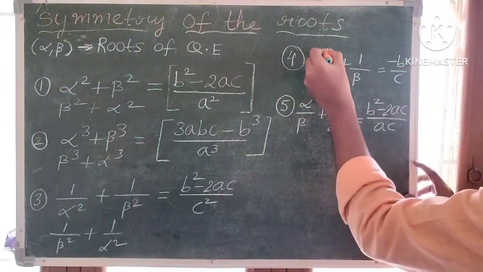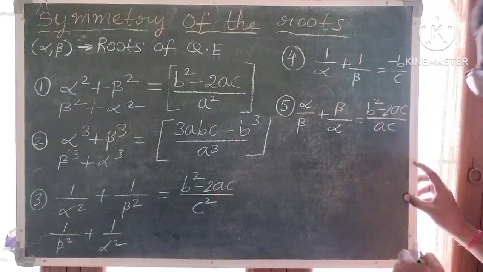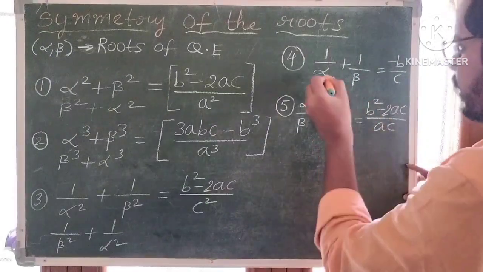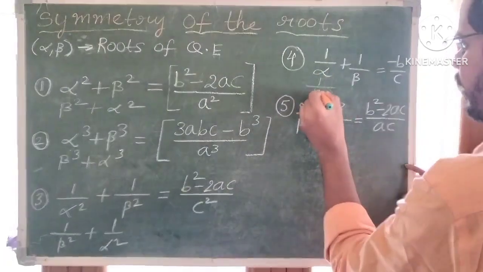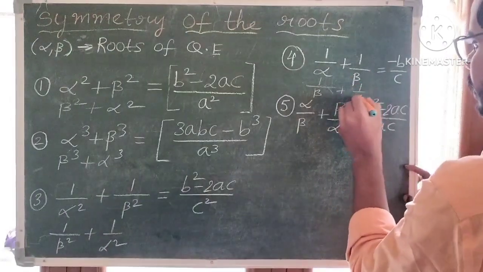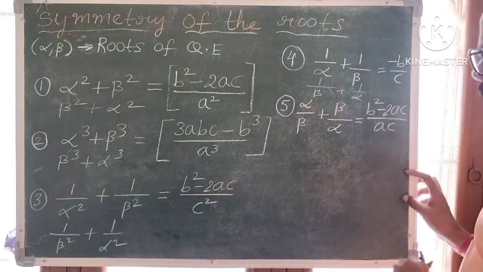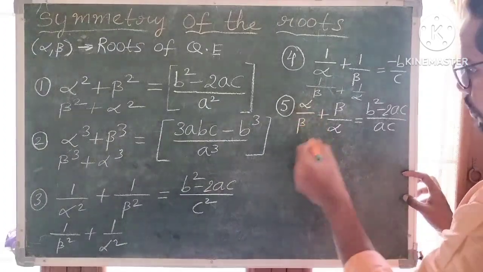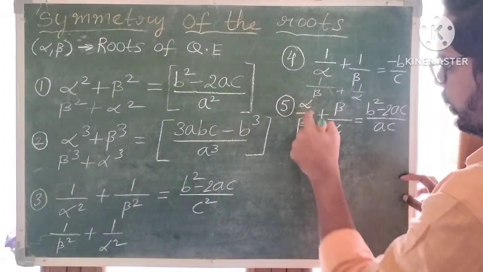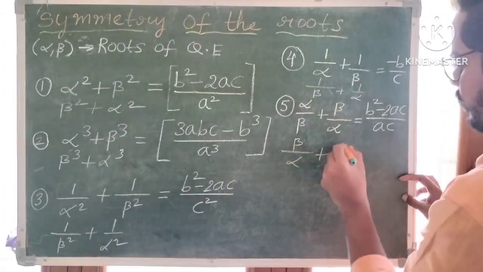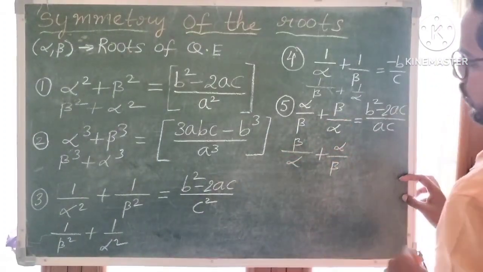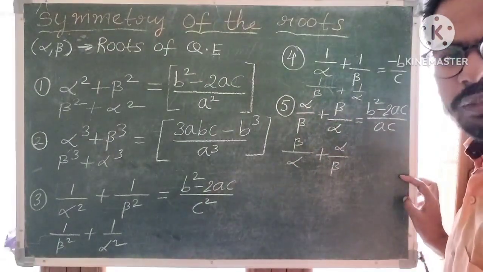Similarly, 1 by alpha plus 1 by beta is another expression. Now just interchange alpha and beta. It becomes 1 by beta plus 1 by alpha, and these two are the same expressions. Similarly, alpha by beta plus beta by alpha: replace alpha by beta and beta by alpha, and it becomes beta by alpha plus alpha by beta. Still these two are the same expressions.